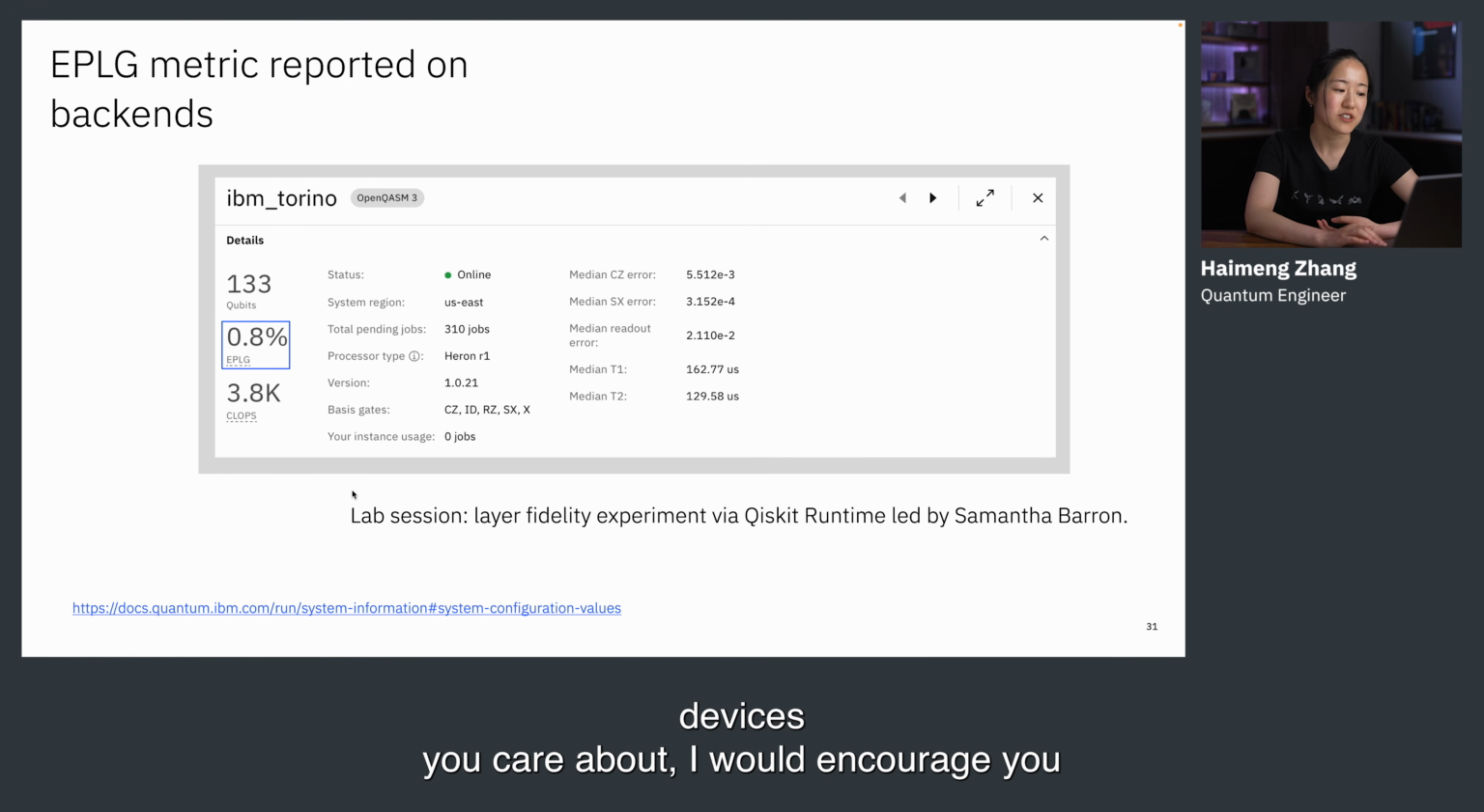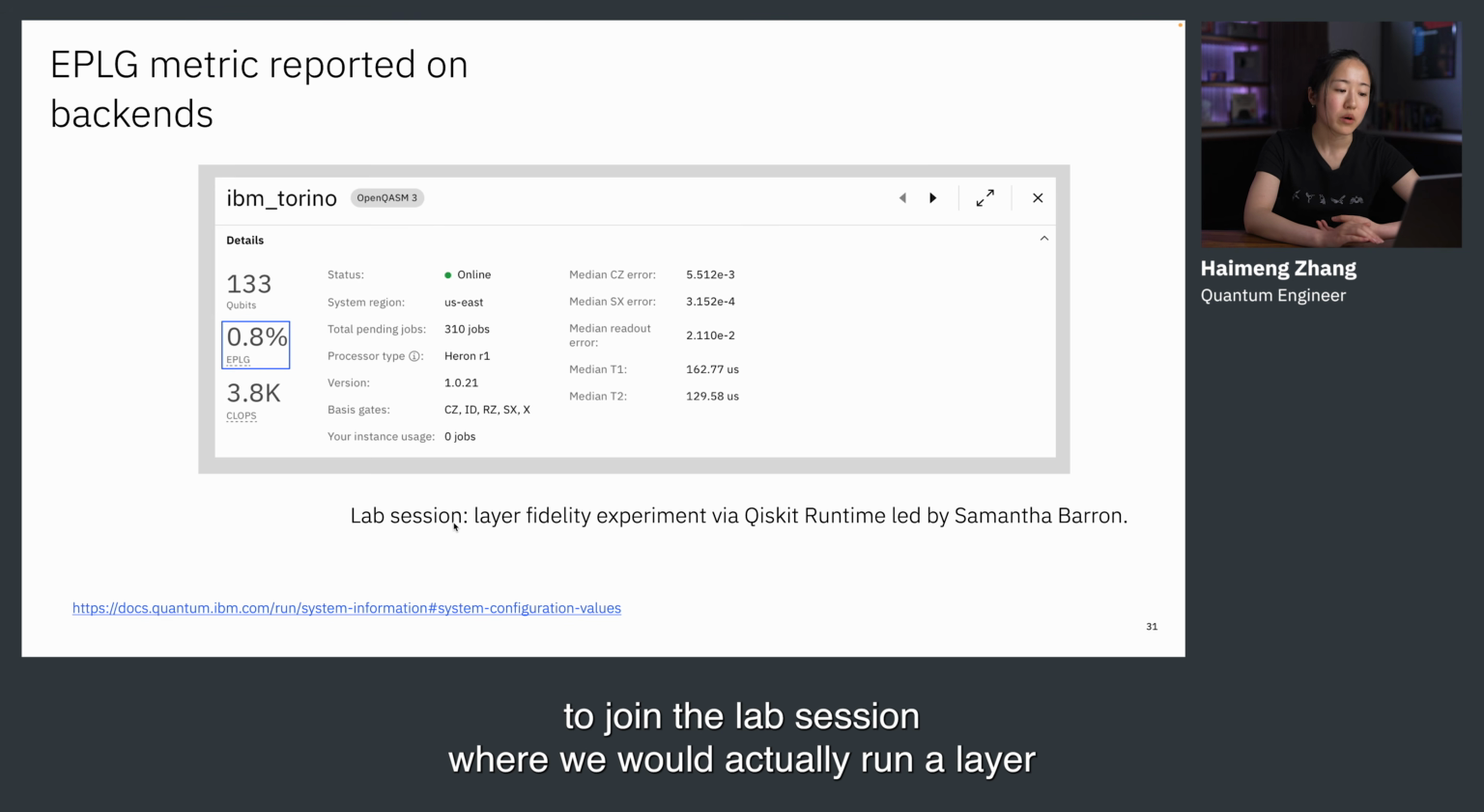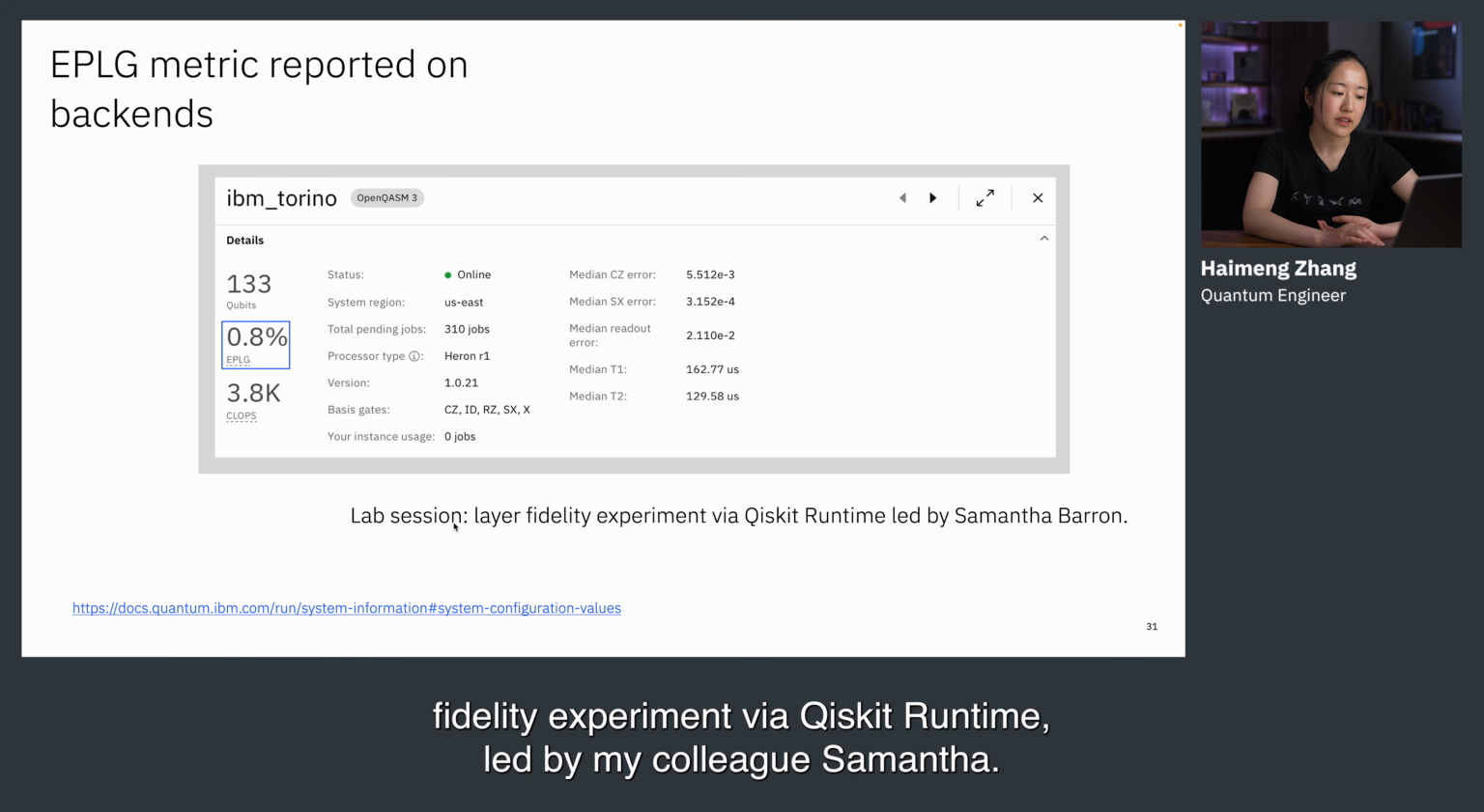If you're interested in characterizing this metric on your own for different devices you care about, I would encourage you to join the lab session where we would actually run a layer fidelity experiment via Qiskit runtime, led by my colleague Samantha.